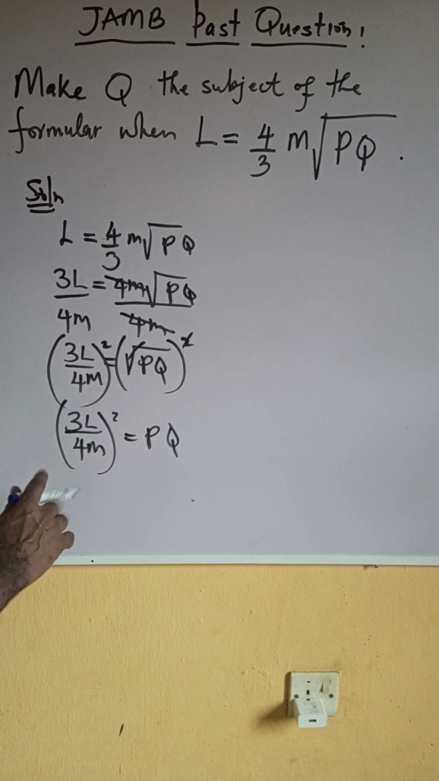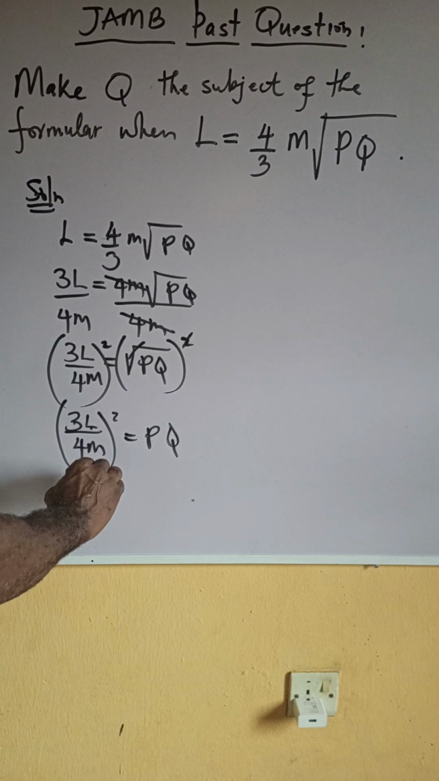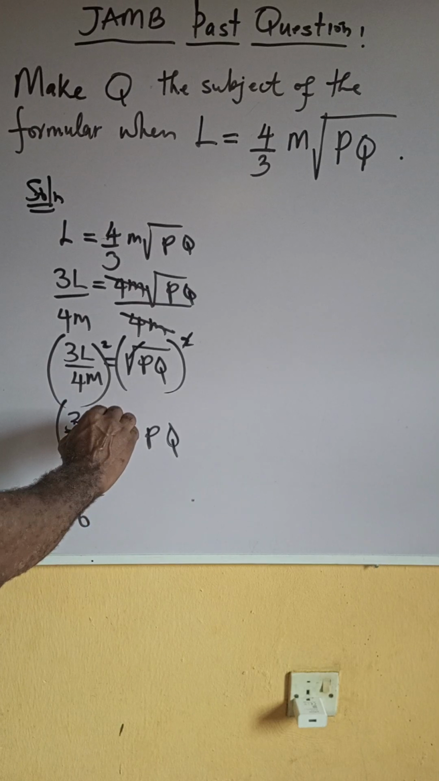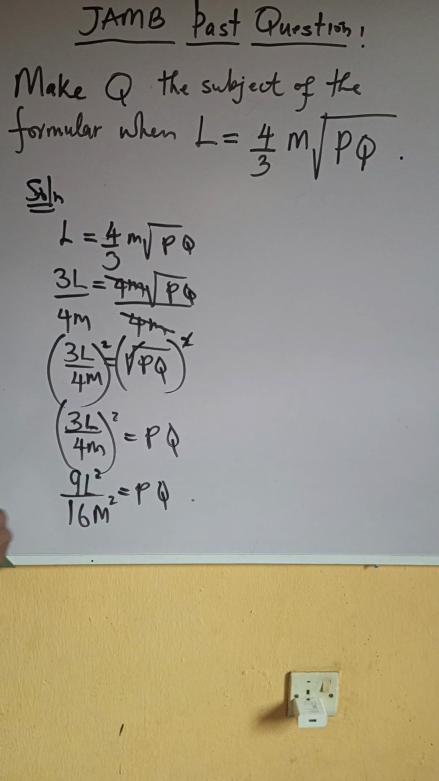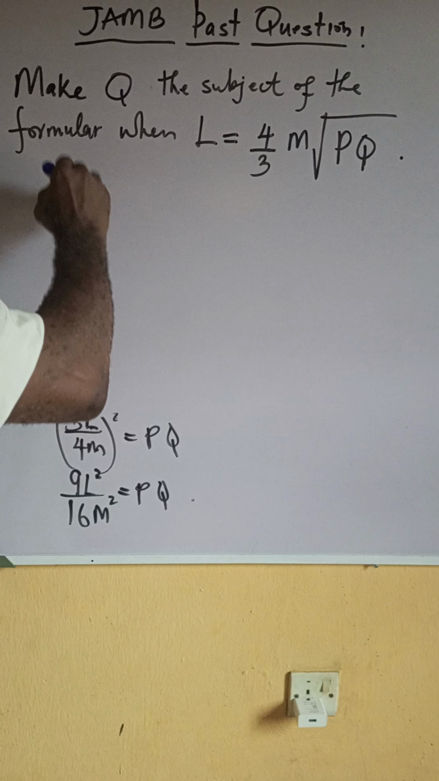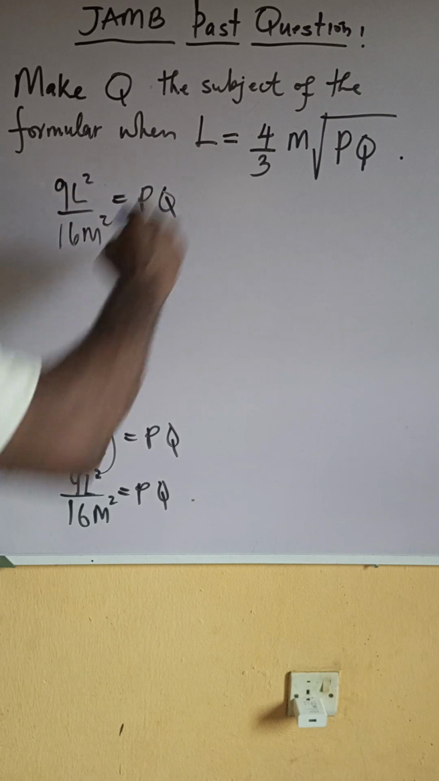So if we express all of them as a power of 2, we are going to have 3 squared is 9, L squared is L squared, 4 squared is 16, M times M is M squared, okay? Equals PQ. All right, let me take off this portion. We continue. You have 9L squared all over 16M squared all equal to PQ.